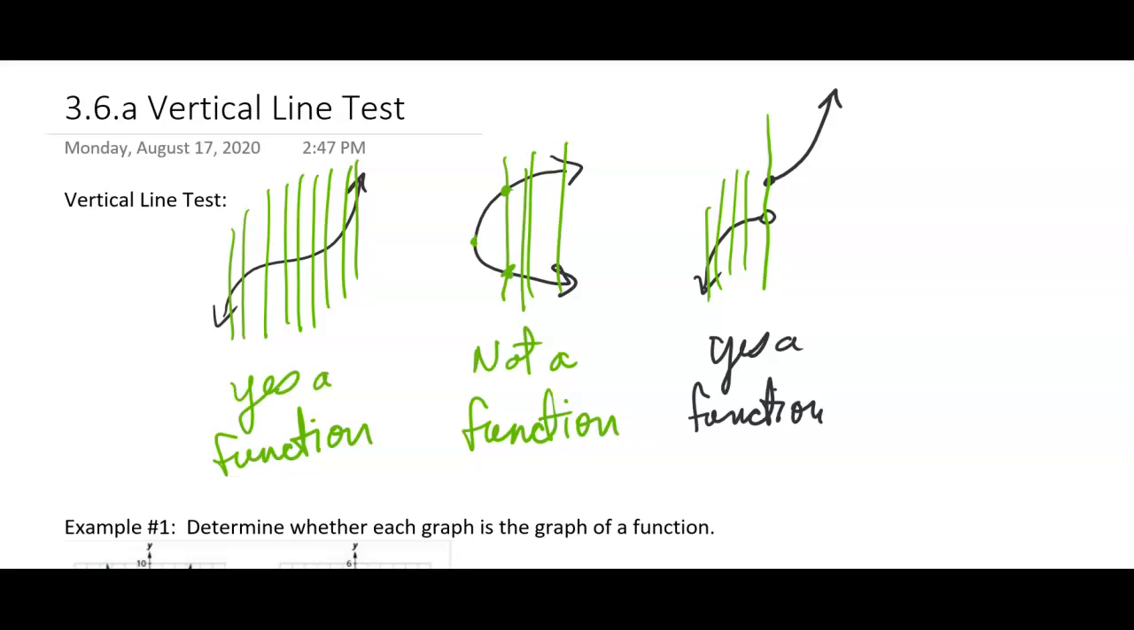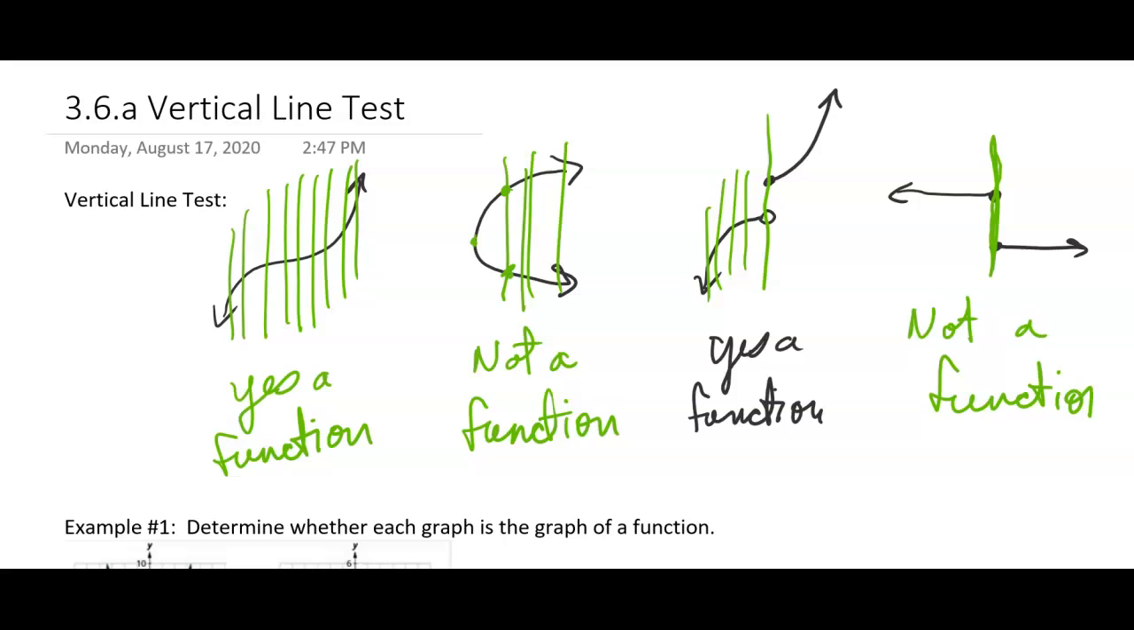But what if I had a function like this? I was trying to think of something creative. Let's say you have a relation that looks like this. Is that a function? No, not a function. Because right here, and there's only one place where it's doubling up, but right there, it doesn't pass the vertical line test. It's hitting in two places.